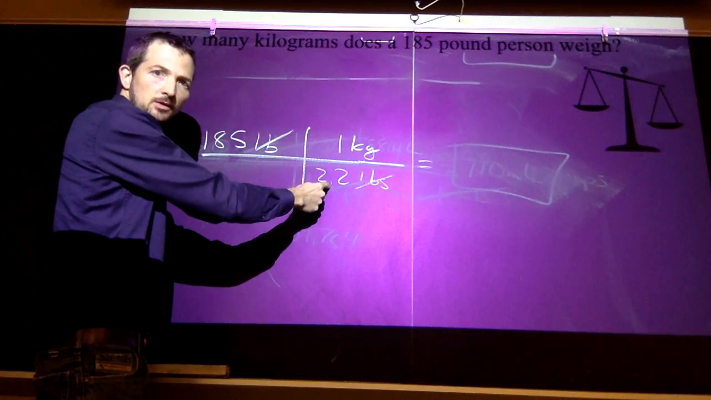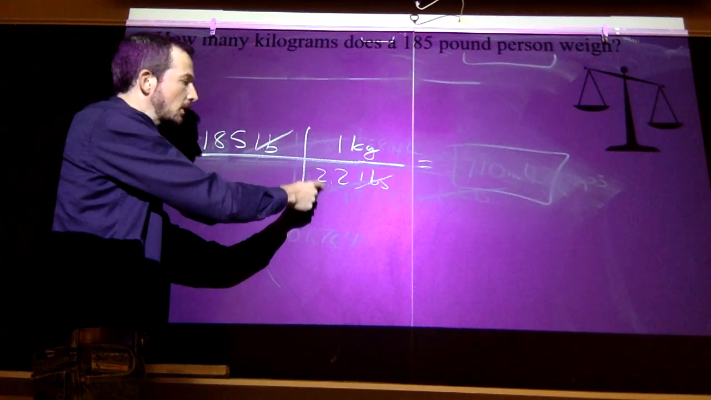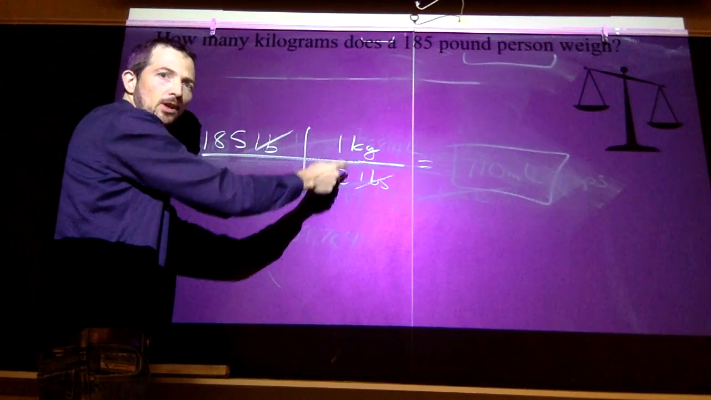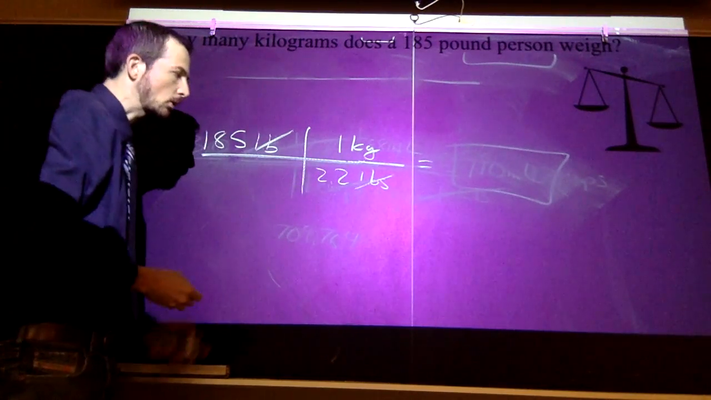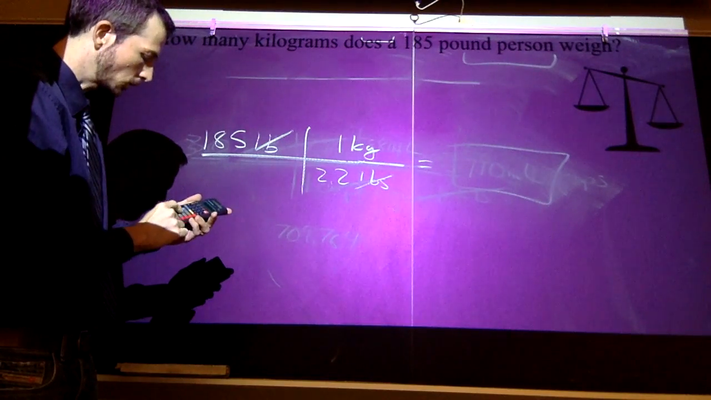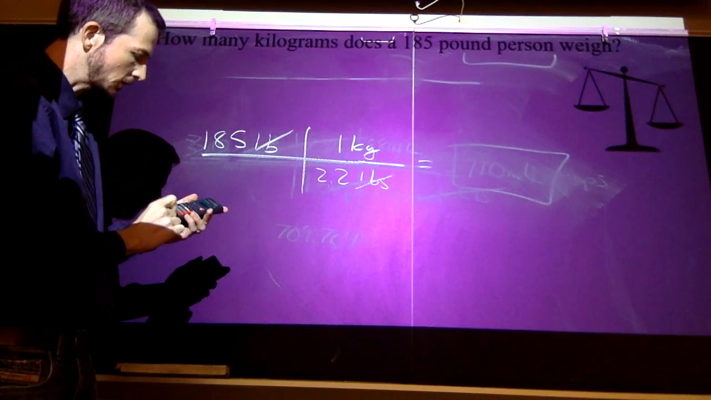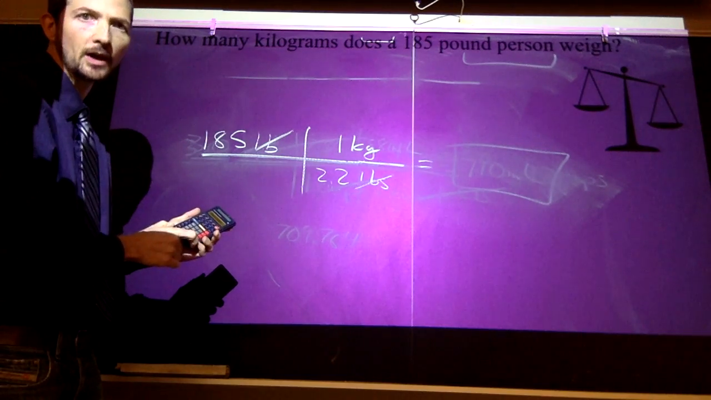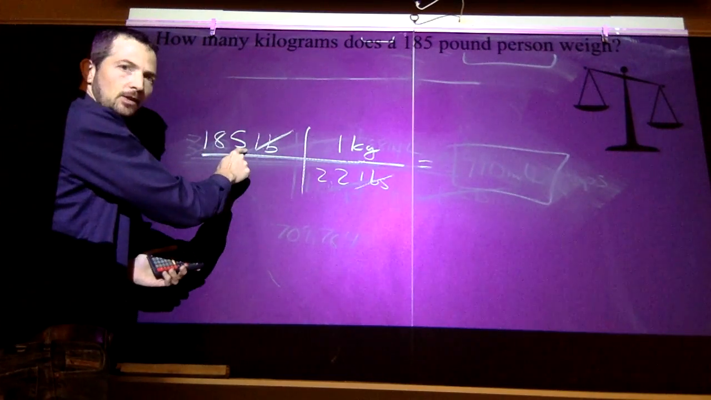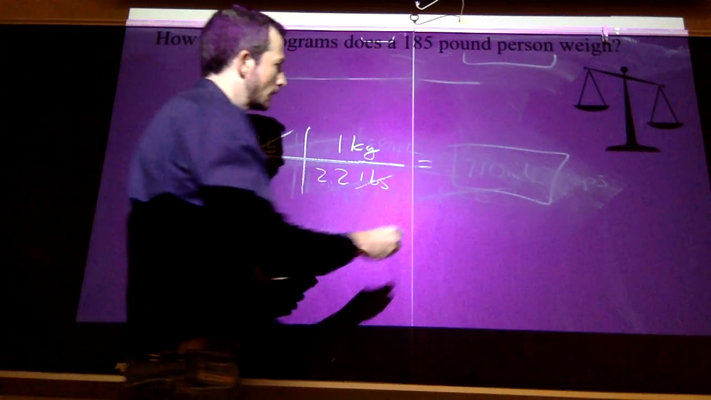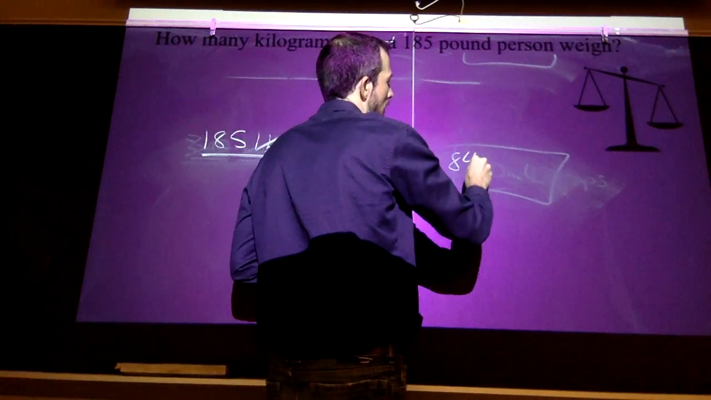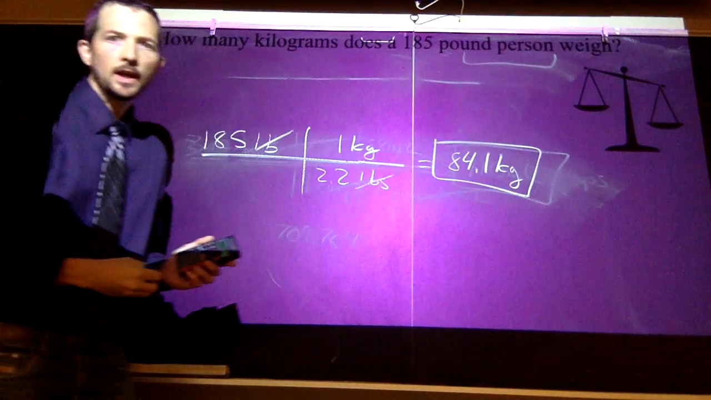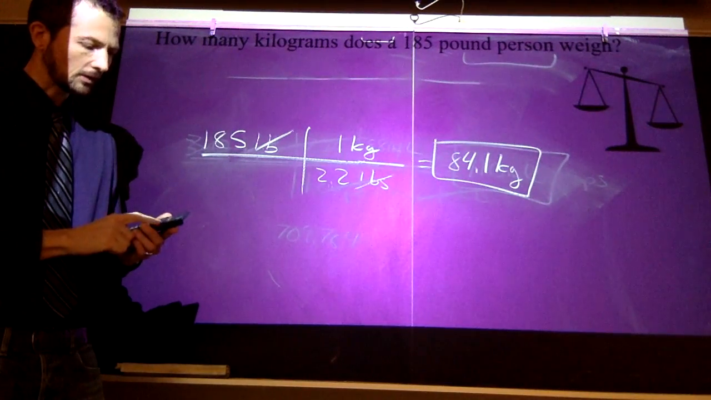This time my numerical value here, 2.2, is on bottom. So I divide 185 by 2.2. So multiply by things on top, divide by quantities on bottom. So 185 divided by 2.2, I get 84.1, or 84.090909. Go to 3 significant figures. That's my measurement. So 84.1 kilograms.